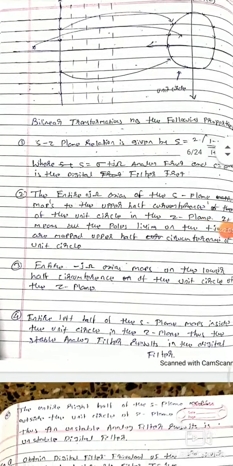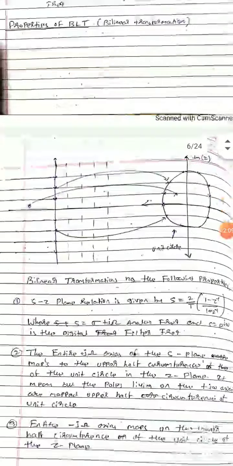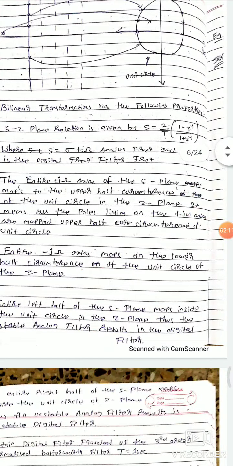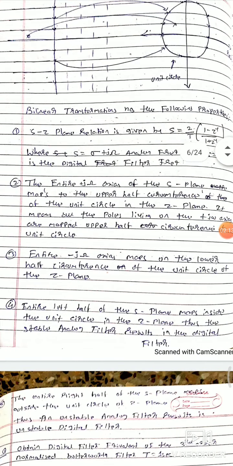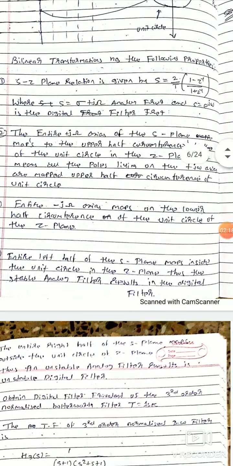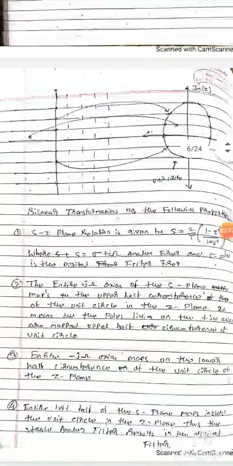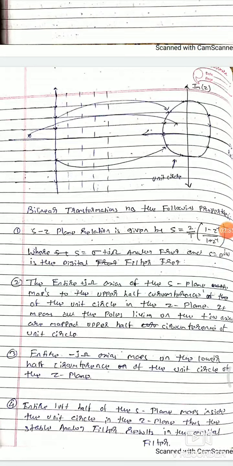Next we'll go to the bilinear transformation properties. Okay, so the s to z plane relation is given as this. You know that the entire plus j omega axis of the s plane maps to the upper half circumference of the unit circle in the z plane. It means that the poles lying on the plus j omega axis are mapped to the upper half of the circumference of the unit circle, right? So this is what has been shown here.